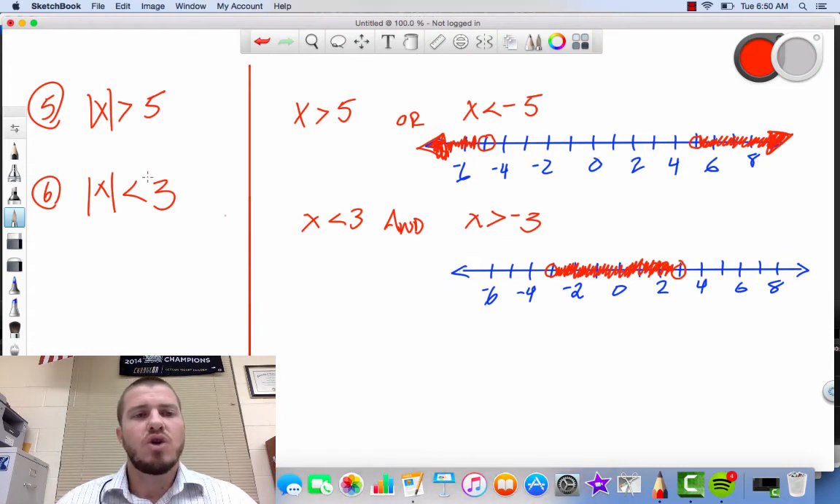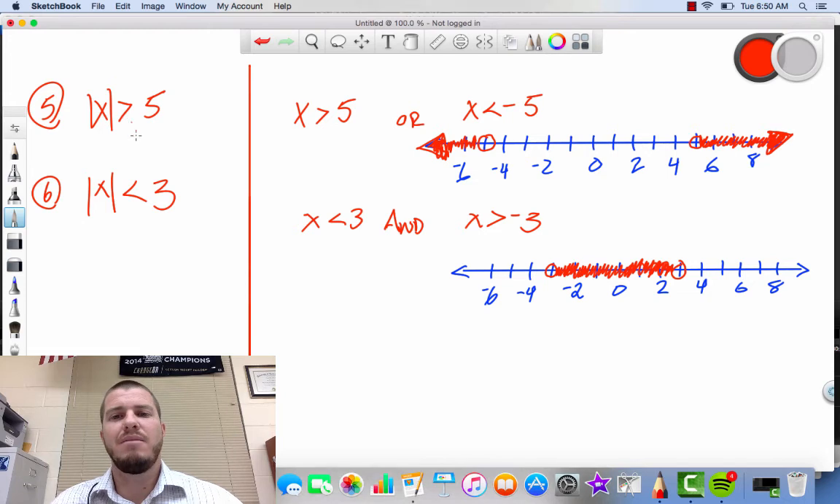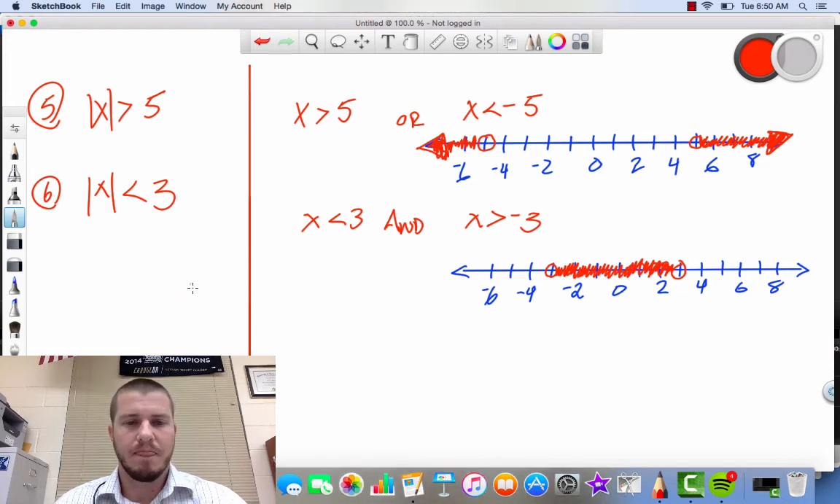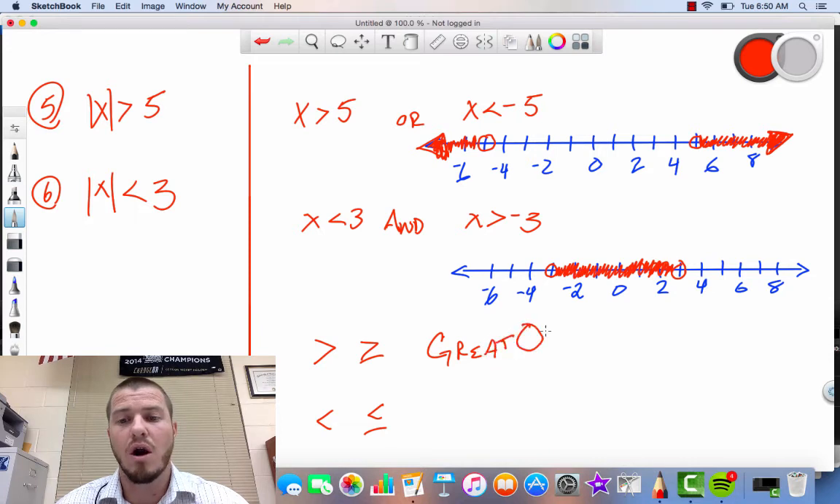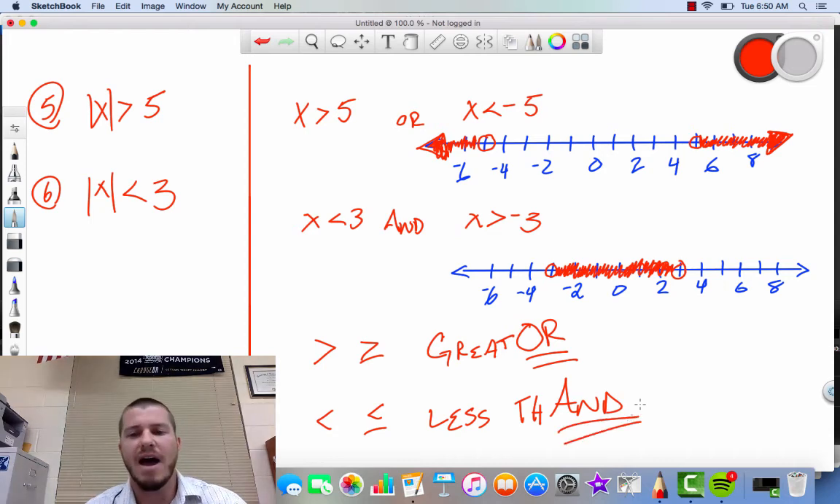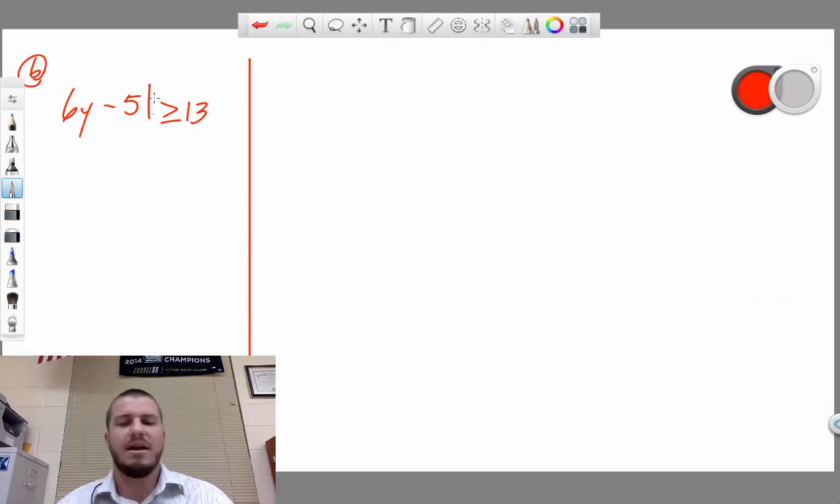And the trick to remember when it's absolute value, whether it is going to be an "or" problem or an "and" problem, is once you get the absolute value by itself, if you have a greater than or equal to, it's "or." If you have less than or equal to, it's "and." So the way we say it is greater, less than. And you'll hear me say that greater, less than. If it's less than, it's an "and." If it's greater, it's an "or."